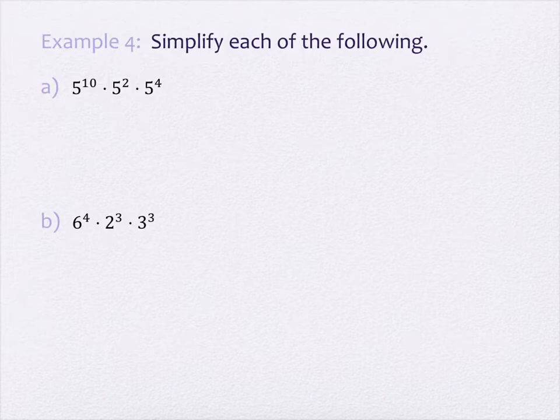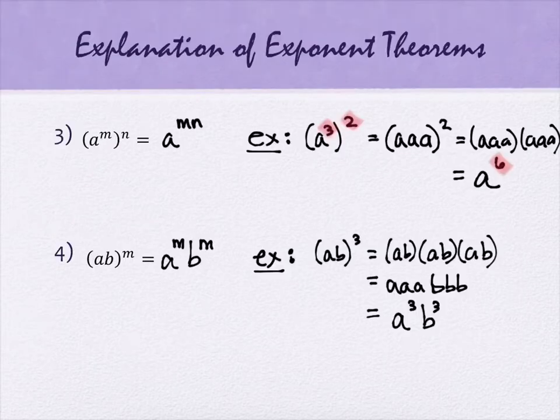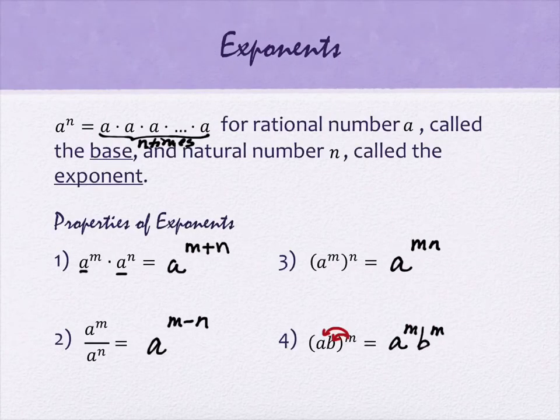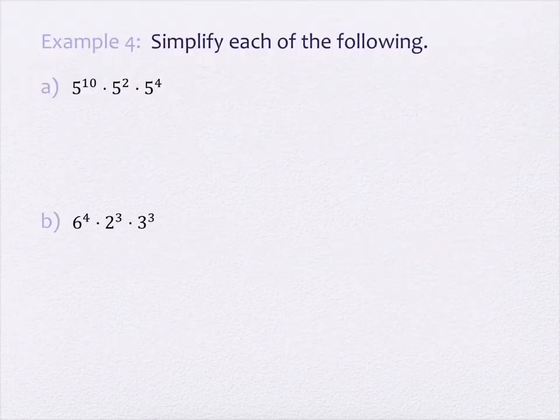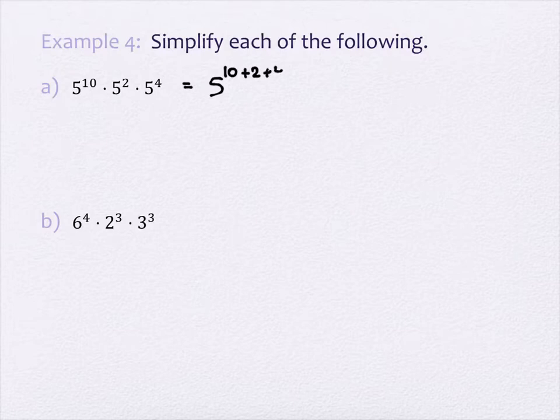So let's start with the one that's pretty straightforward, which is part A. They all match. Now there's 3 of them here, but it's still really just property number 1, but with 3 things. So what are we going to do with those exponents? Add them all together. So we're going to take, and you don't have to write it out this way, but I will just so that you've seen it once at least. 10 plus 2 plus 4, and 5 to the 10 plus 2 plus 4 would be 5 to the 16th.